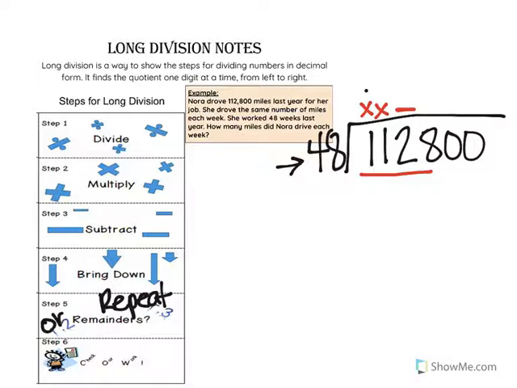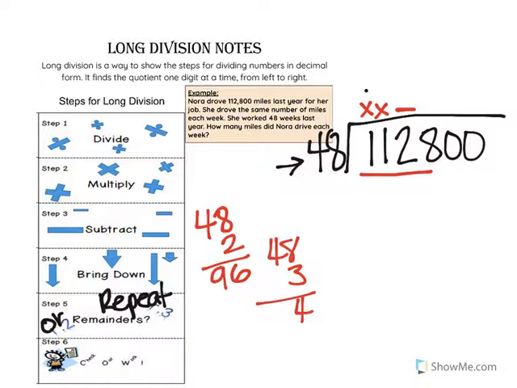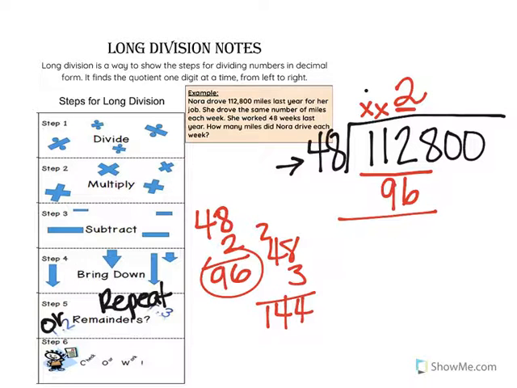All right, and if we don't know, we can just go off to the side and we can multiply. 48 times 2 gives us 96. Okay, 48 times 3 gives us 144. So we know 144 is too big, so we're going to go with 48 times 2. So 48 times 2 gives us 96, and then we subtract, which is our next step.